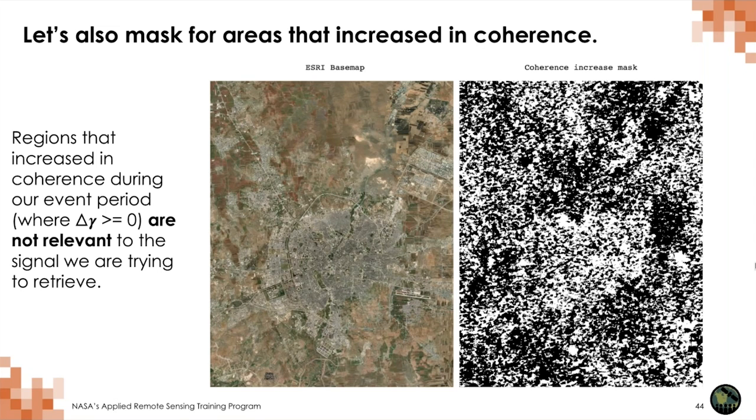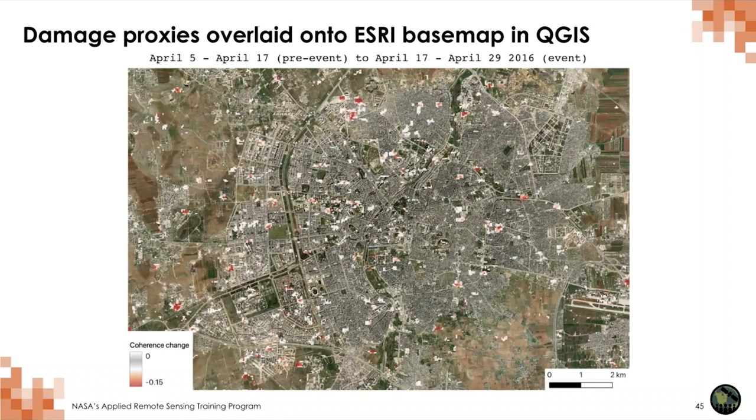Now we have two masks that will apply to our change in coherence image, and we'll get something that looks like this. The red areas are regions in our map with a decrease in coherence on a percentage basis of 15% relative to the pre-event coherence. So this is ultimately the damage proxy map that we wanted to make. And you'll notice that there are a lot of light white areas. This is overlaid onto an Esri base map in QGIS. And we'll see dark red patches throughout the image.